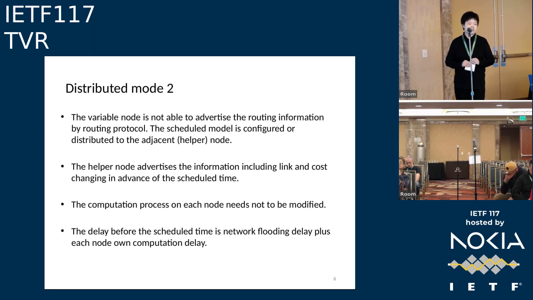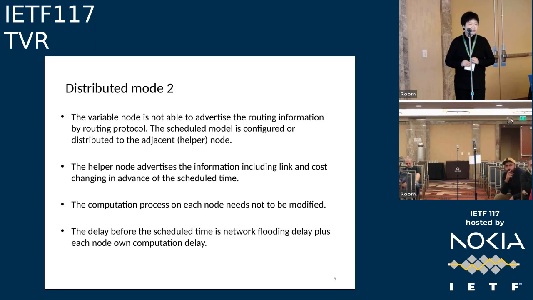For the second distributed mode, the variable node is not able to advertise the routing information by routing protocol, because we know that in a carbon-aware network, the node may not have the routing capability. So the node cannot advertise the information by itself. So the scheduled model can be distributed by the agency node, which has the routing capability. We can call this node the helper node.